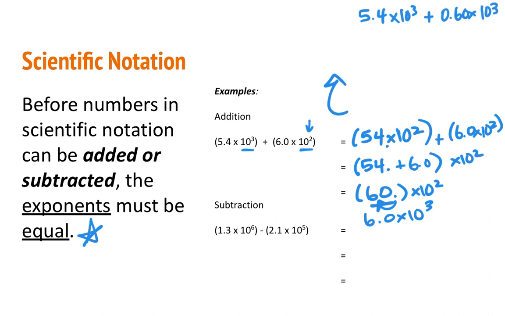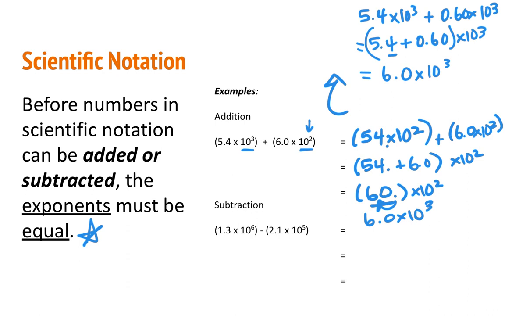Then I would add those two significands together just like I did in the other. So this would become 5.4 plus 0.60 times 10 to the third. So my final answer here would be 6.0 times 10 to the third because of the lowest number of decimal places, and you'll learn that in our next lesson on significant figures, but they match. So you can see it does not matter which one you choose to change. You should end up with the same answer either way.